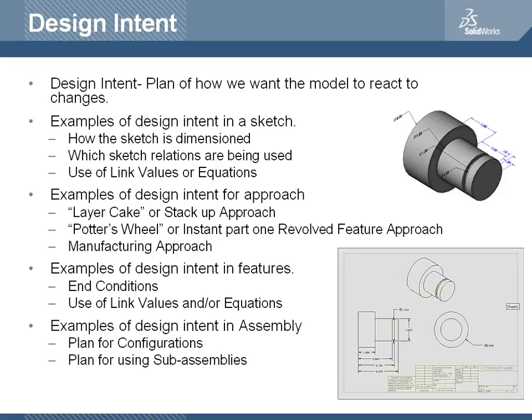We'll also show some examples of design intent in features like different end conditions. We have other end conditions besides blind. These other end conditions are typically a lot more intelligent than blind, so they will accommodate changes as the part flexes. I'll also show some examples of using link values and equations. A good example of this would be a cube. If you know that all the sides are equal, you could link all those values together as equal. Then finally, I'll show some examples of design intent in an assembly, planning for configurations, or even planning for sub-assemblies.